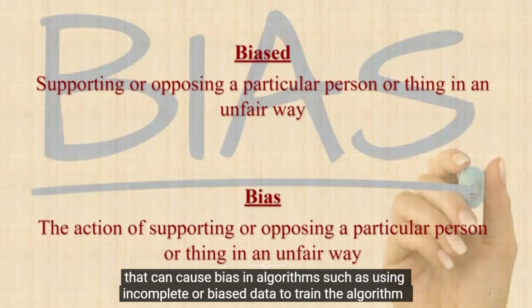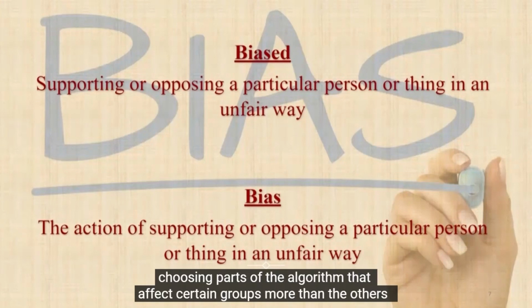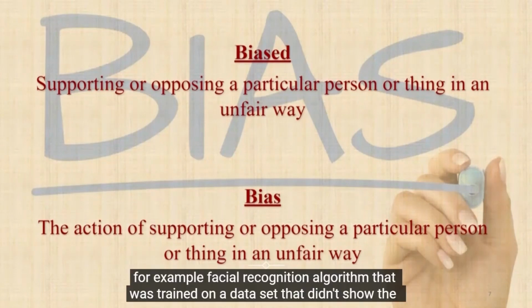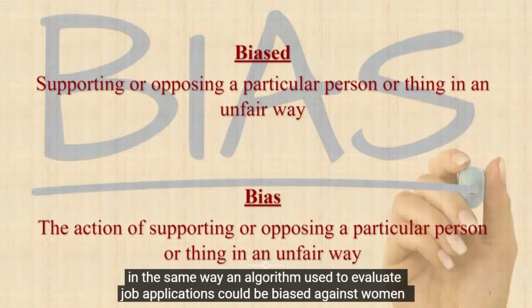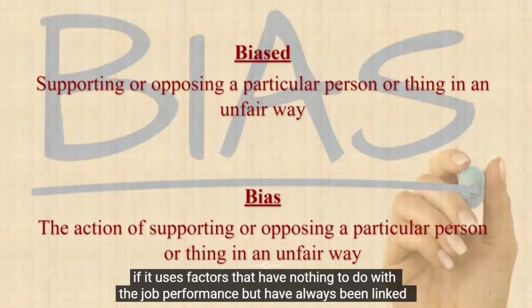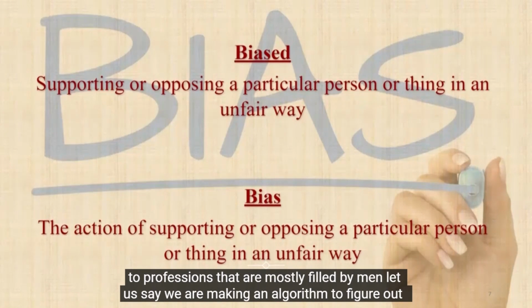There are many things that can cause bias in algorithms, such as using incomplete or biased data to train the algorithm, or choosing parts of the algorithm that affect certain groups more than others. For example, a facial recognition algorithm that was trained on a data set that didn't show the full range of human diversity could be biased against some ethnic groups. In the same way, an algorithm used to evaluate job applications could be biased against women if it uses factors that have nothing to do with job performance but have always been linked to professions that are mostly filled by men.